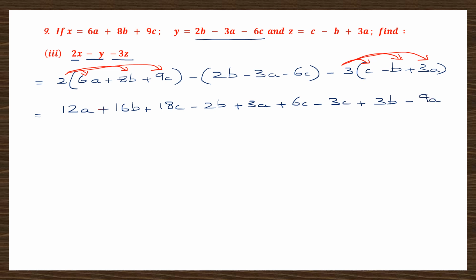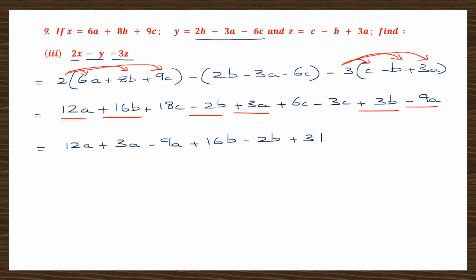Now we can take all the like terms, 12a plus 3a minus 9a. Now let's take the b's, plus 16b minus 2b plus 3b. Now take all the c's. We have 18c plus 6c and minus 3c. So plus 18c plus 6c minus 3c.